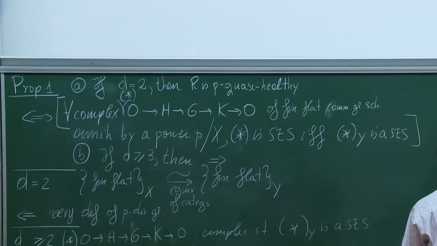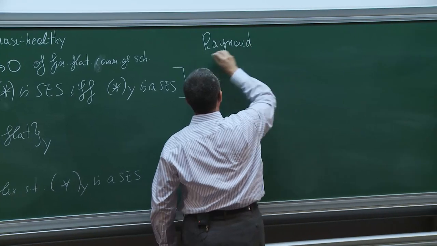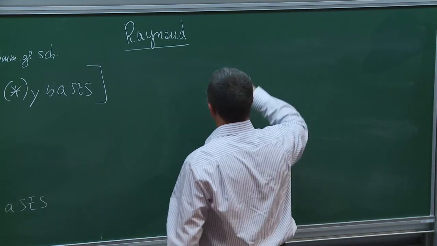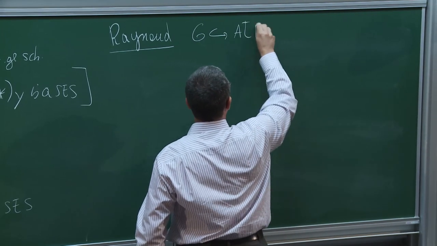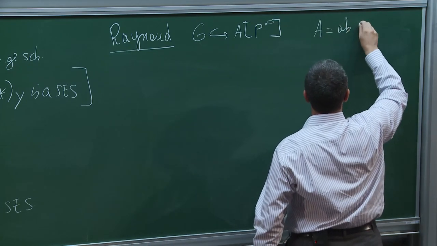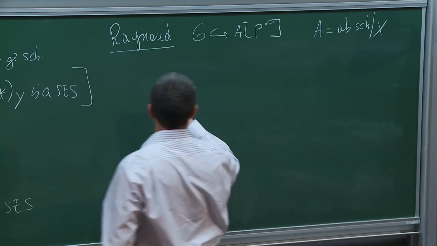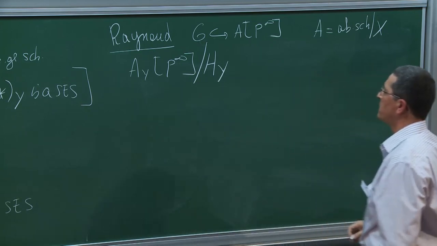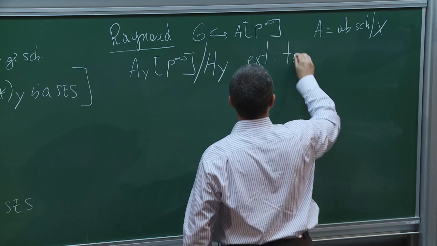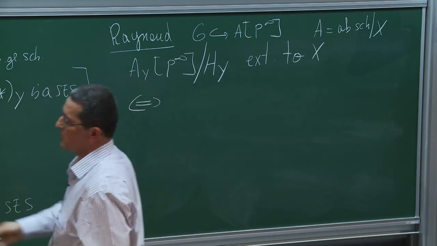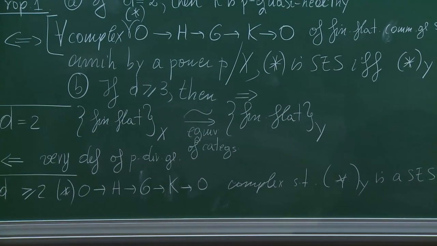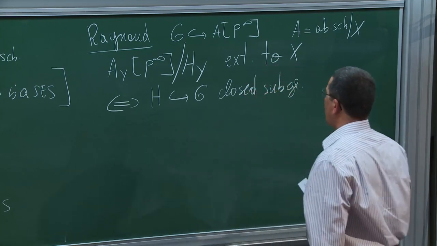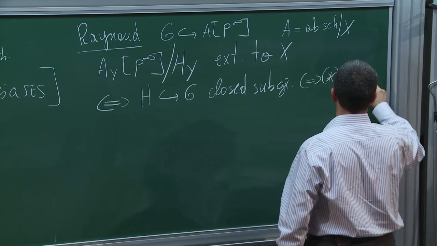And we have a theorem of Raynaud from the book of Berthelot, Breen, and Messing that we can embed G into the p-divisible group of an abelian scheme. And we can restrict it to Y, and we can form this quotient. This is going to extend to an abelian scheme over X if and only if the complex is exact. In other words, H becomes a closed subgroup scheme. And of course, this means that star is going to be a short exact sequence.